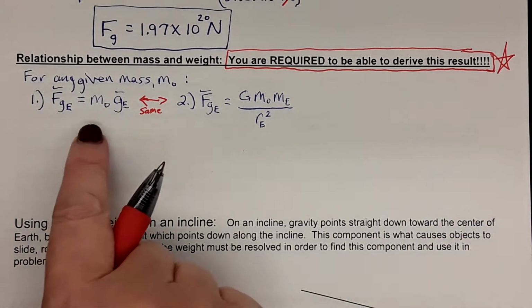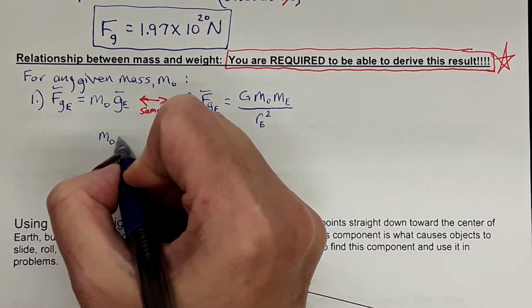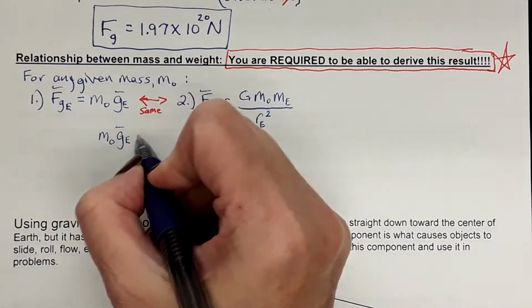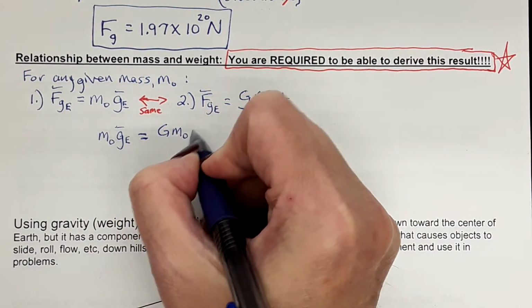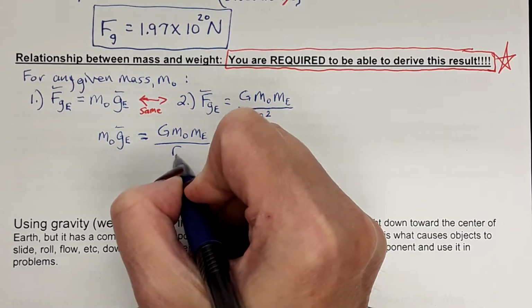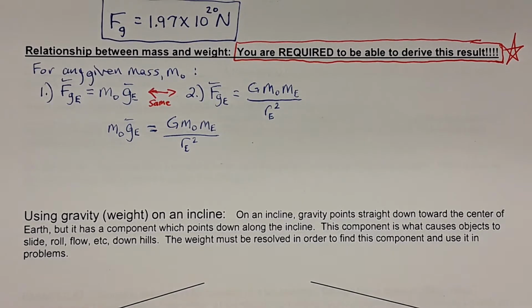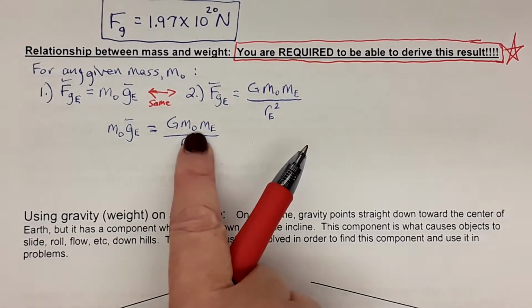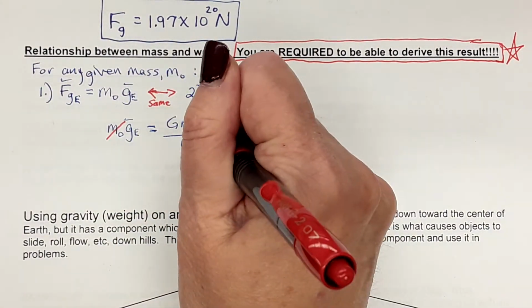Okay, so as I was saying, let's set the two expressions equal to each other. So here we go. We've got the mass of the object times its acceleration in free fall on Earth must be the same as big G times the mass of the object times the mass of Earth divided by the radius of Earth squared. Now, let's look at that for a moment. Algebraically, what would your algebra teacher say? Look at both sides. What do you notice? Oh, well, the mass of the object is in the numerator on both sides. That means if we divide both sides by M sub O, it cancels out.